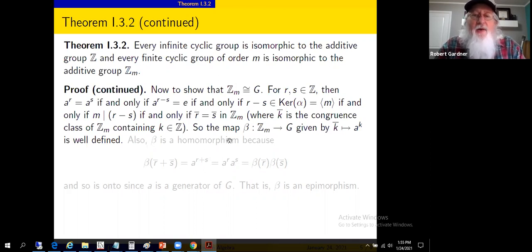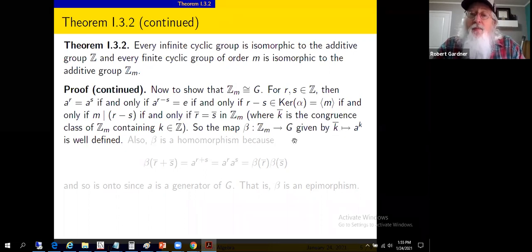What we've got here is, if r bar equals s bar in Z sub m, then these are if and only if statements. If I've got equality here, r bar equals s bar, going backwards, we've got a to the r equals a to the s. So if I take different representatives of k bar, beta will map those equivalence classes still to the same element of G.